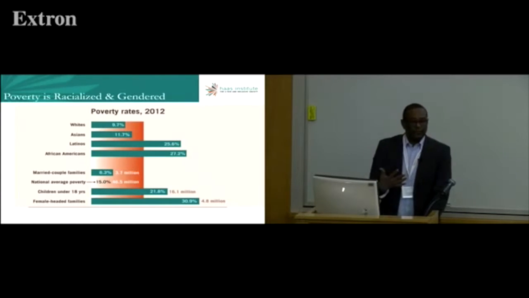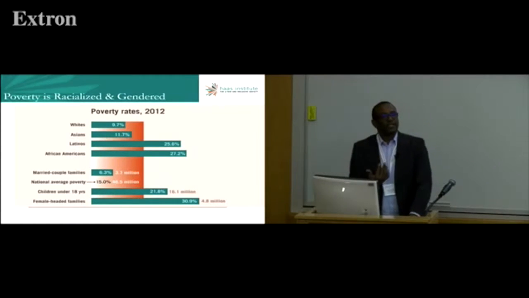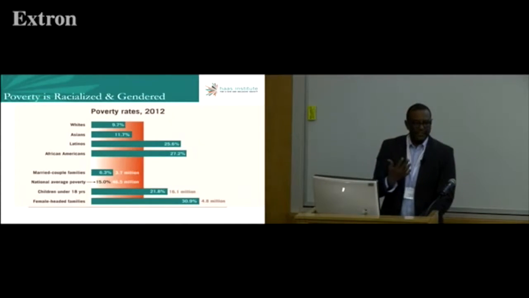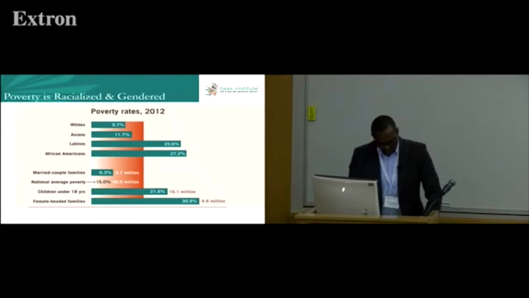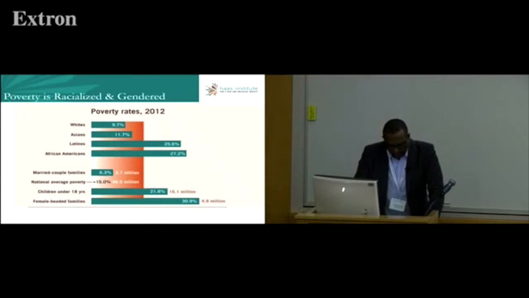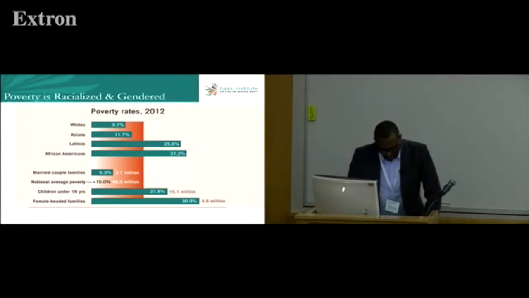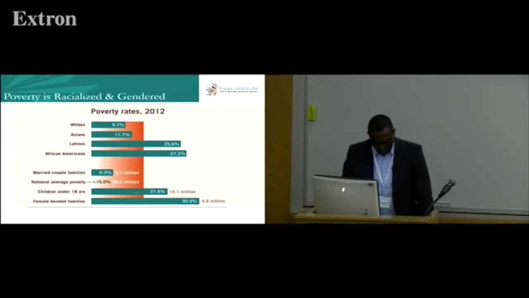So I don't want to see white people live in poverty, but it begs the question whether this is structural and racialized. It's not about intention, it's about institutions. On the other hand, among all family groups, the poverty rate was highest among those headed by single women. In 2012, 30.9% of all female-headed families, about 4.8 million families, were in poverty, compared to 6.3% of all married couple families, about 3.7 million families.